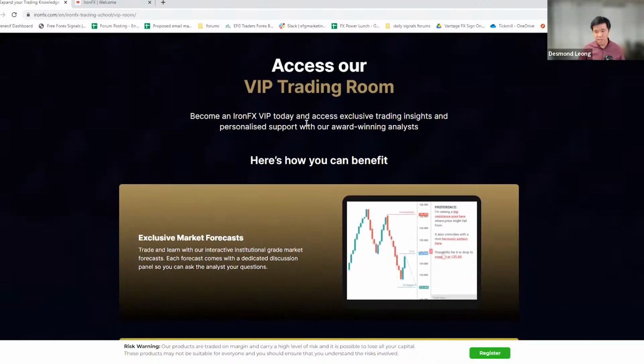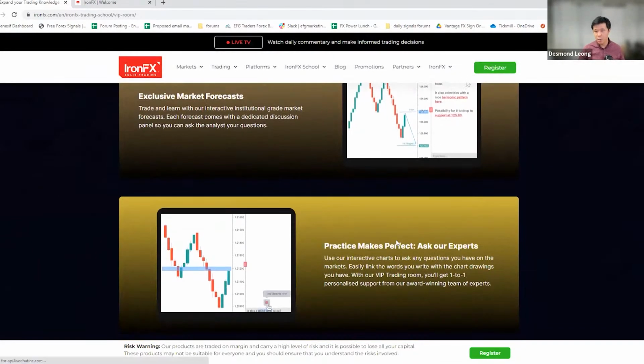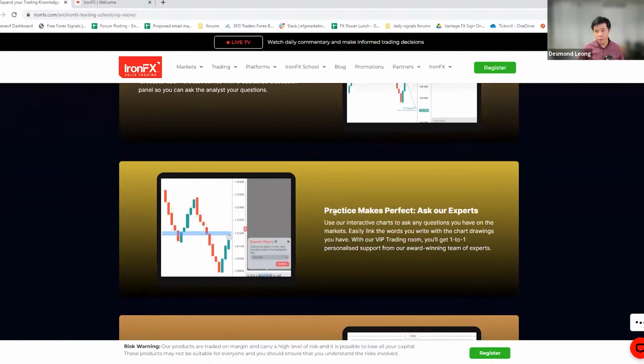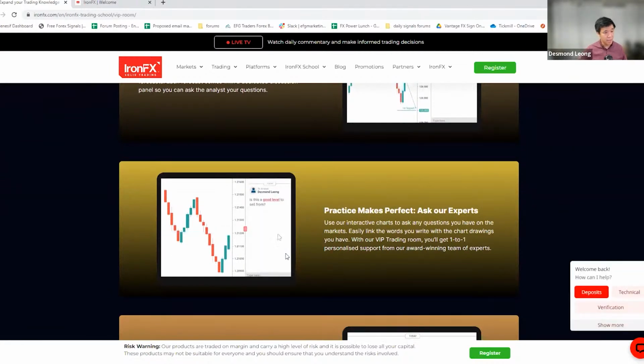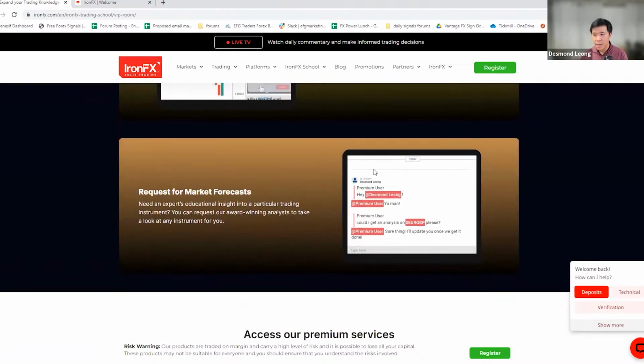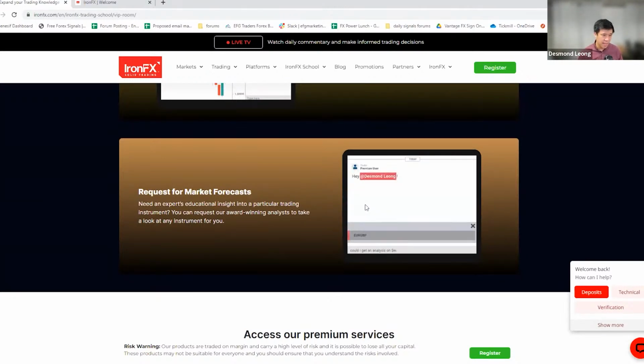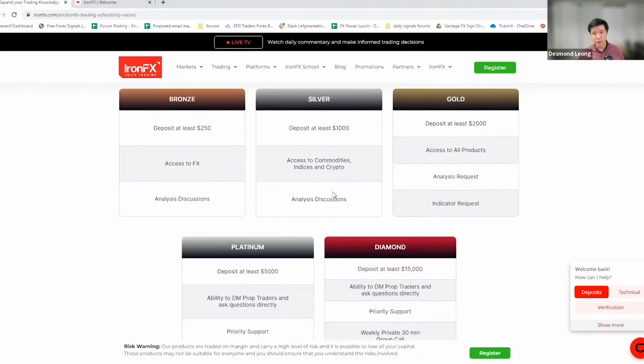Of course, in this VIP room, you get research from us. You get to practice and you get to ask us questions directly. Any of you who use Discord or Telegram would be familiar with the way that you can mention people, and of course, that's me. If you want to request a market forecast, you can do that too. You can ping me and say, hey Desmond, can you take a look at Euro Pound for me or Euro Dollar? If I'm around, or any of my team is around, they'll be able to answer you.